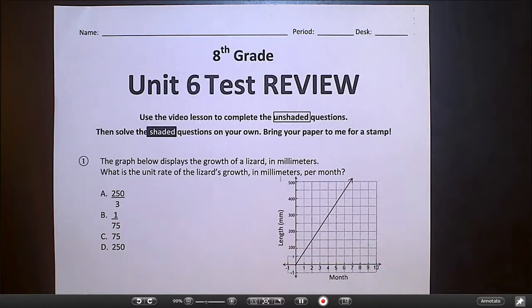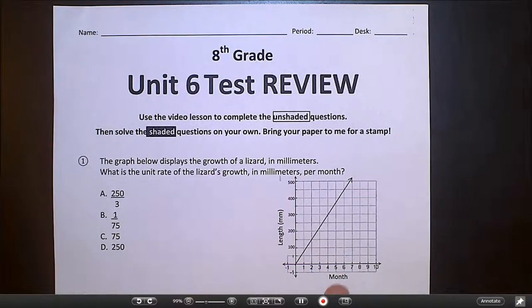Okay, number 1 says, the graph below displays the growth of a lizard in millimeters. What is the unit rate of the lizard's growth in millimeters per month? So I'm looking at this. I see first that my x-axis is months, and it goes by ones, 1, 2, 3, all the way up to 10. And then I see that my y-axis is the length of the lizard in millimeters, and it goes by 100s, but it skips a line in between.